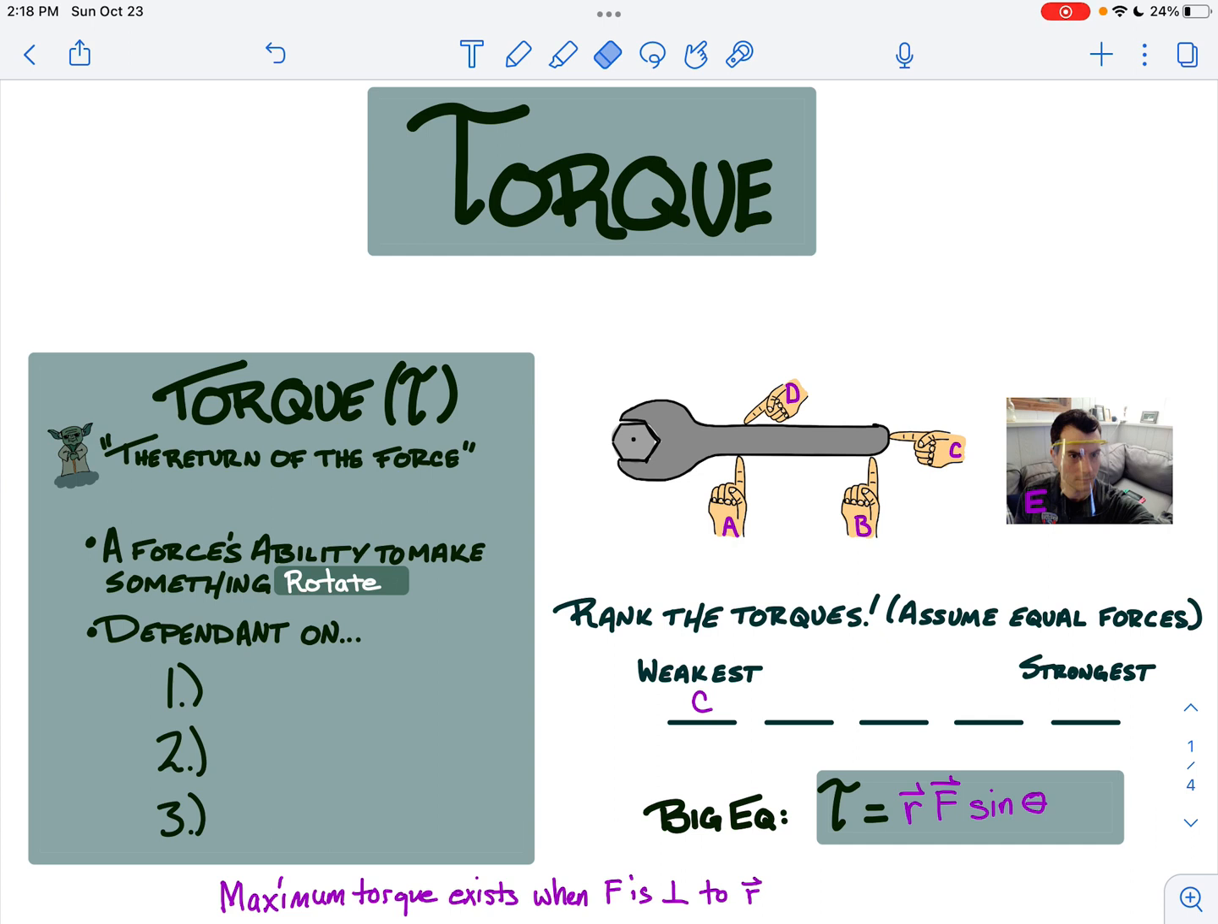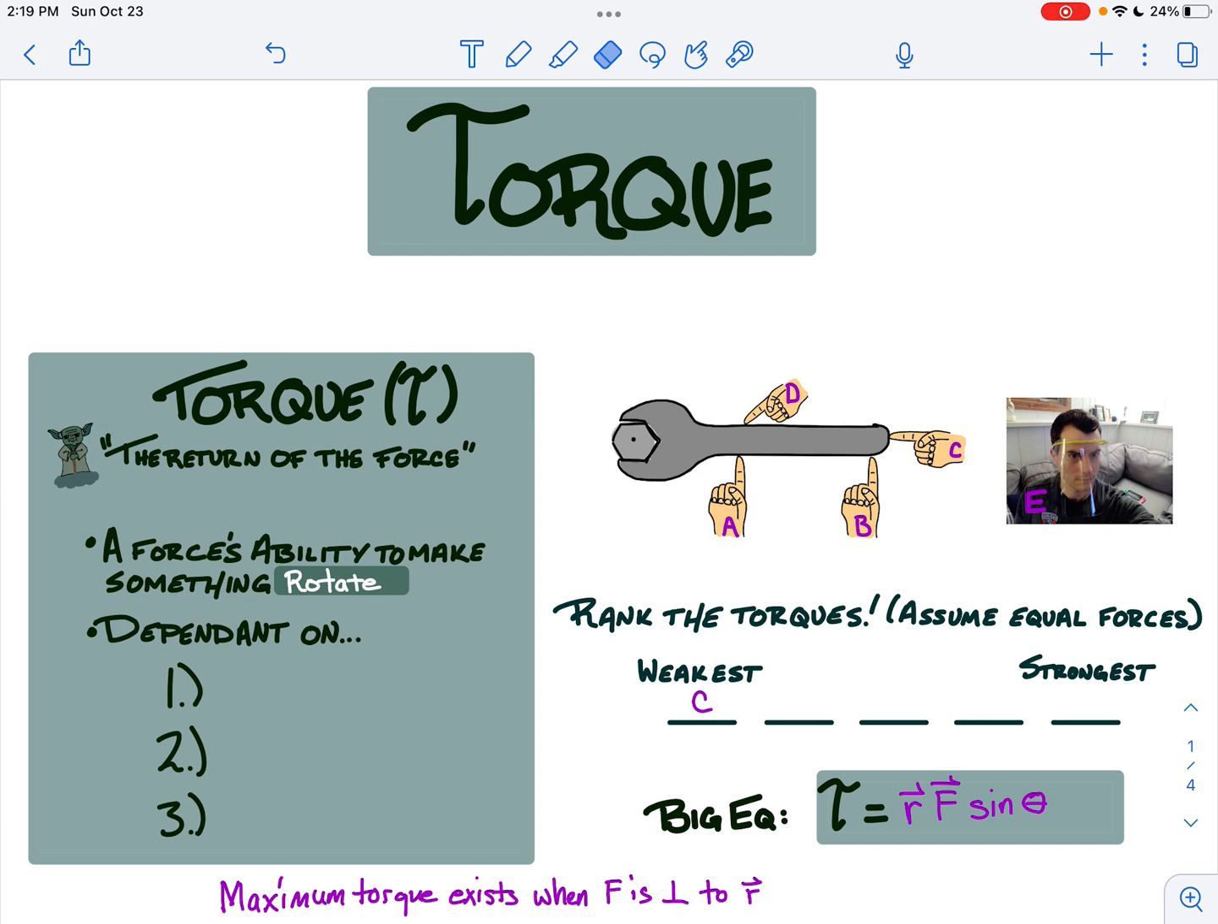The equation for torque is given in the lower right-hand corner of the screen, and it is R F sine theta. R is the distance from the axis of rotation to the point of application of the force, F is the amount of force applied, and theta is the angle in between R and F. I'll show you what that is in just a second.